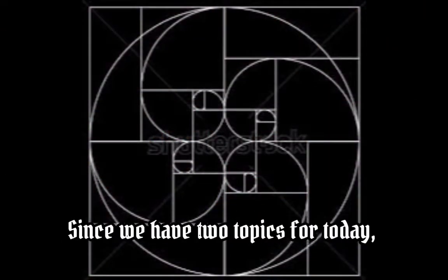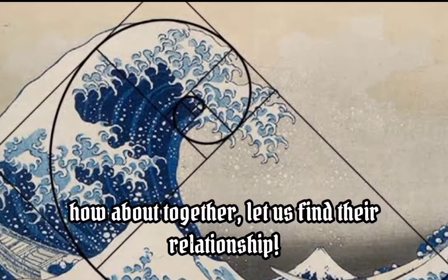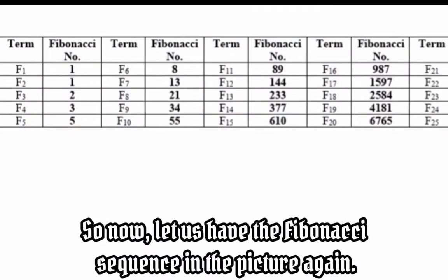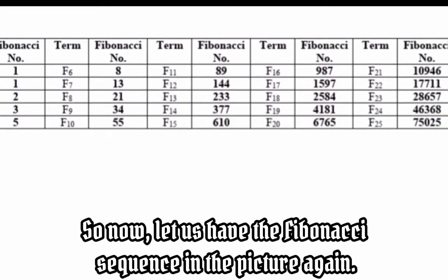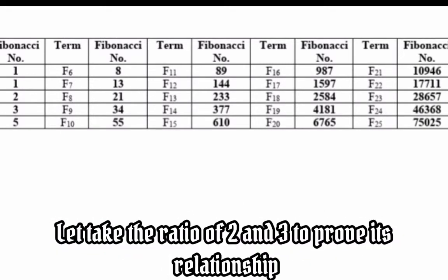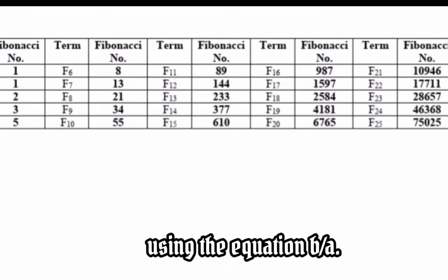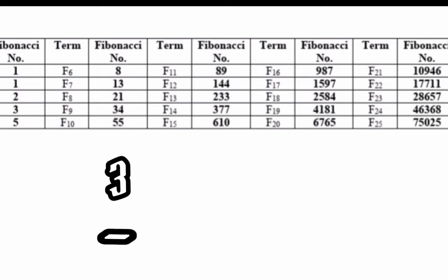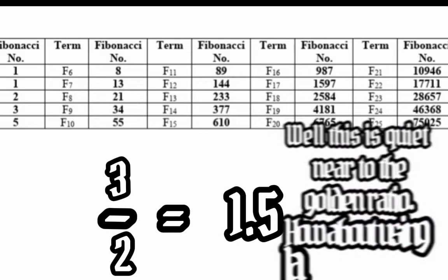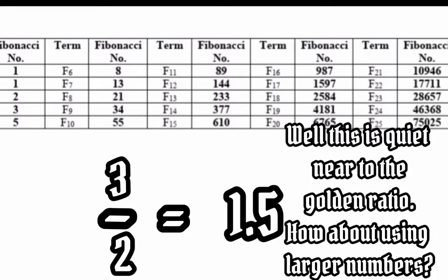Since we have two topics for today, how about together, let us find the relationship. So now, let us have the Fibonacci sequence in the picture again. Let's take the ratio of 2 and 3 to prove its relationship using equation b over a. So 3 over 2 is equals to 1.5. Well, this is quite near to the golden ratio, but how about using larger numbers?